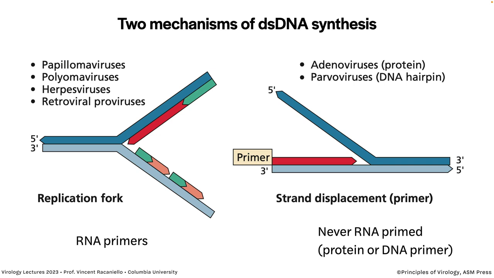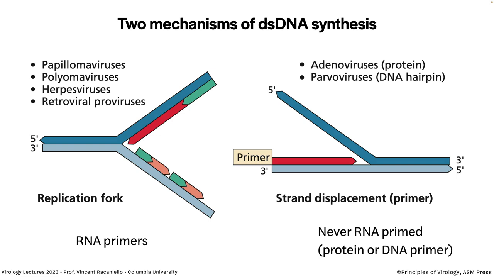And the key here is that both strands are copied at the same time. You can see in the picture, the new DNA, which is some kind of red or orange color, is being synthesized on both. And the primers are RNA primers. The RNA primers are shown in green here on the slide. So a replication fork uses RNA primers and both strands are being copied at the same time. It was actually the first to be discovered.